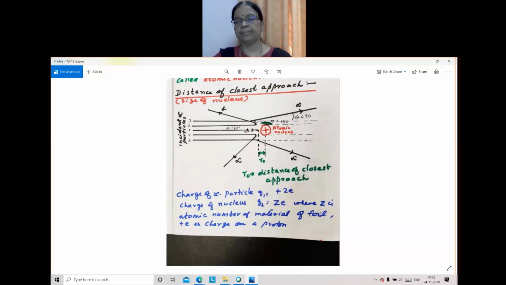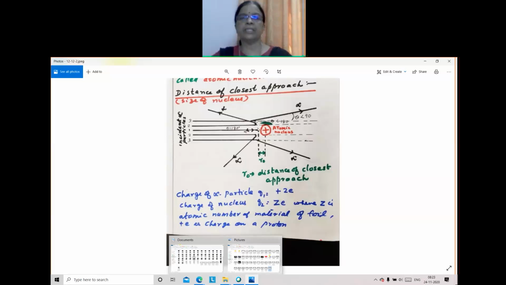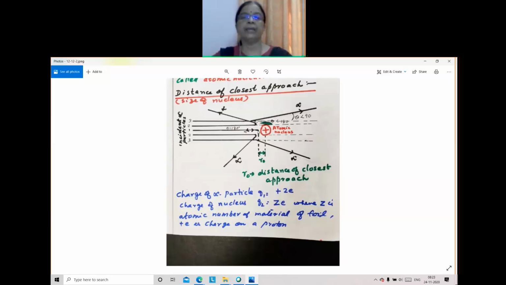Abhirami? Abhirami? Abhirami? Sir? Hello, teacher. We know the potential, 1 by 4 pi epsilon 0 Zd by r0. That is the potential at this distance. Okay?